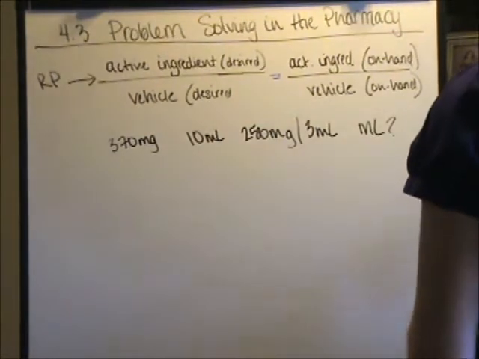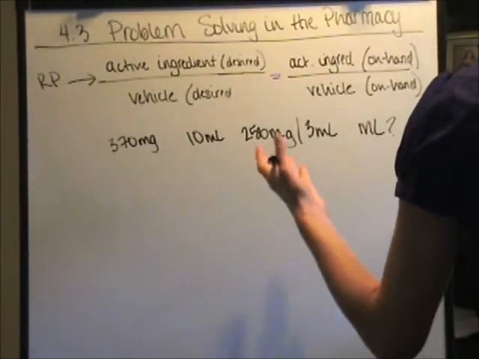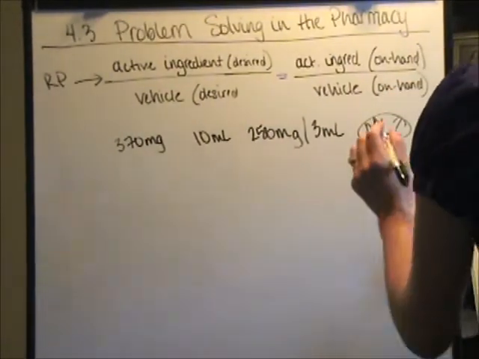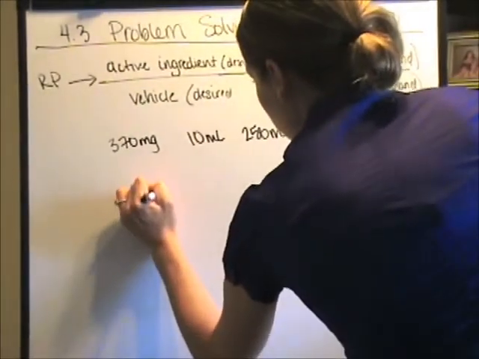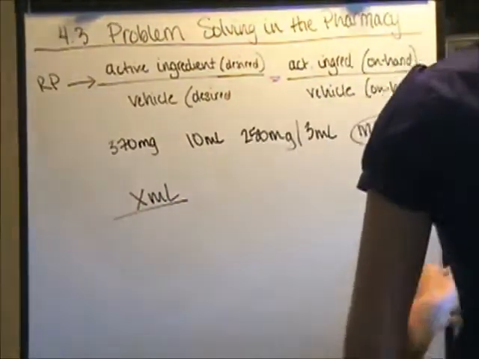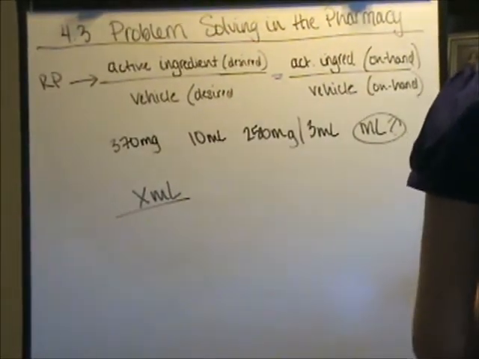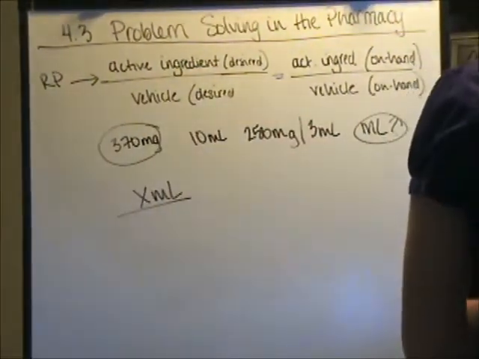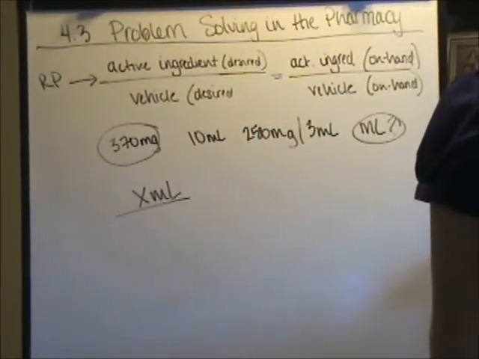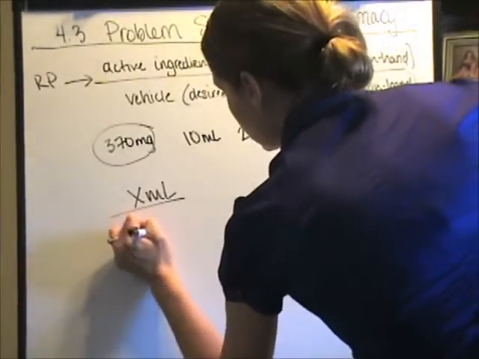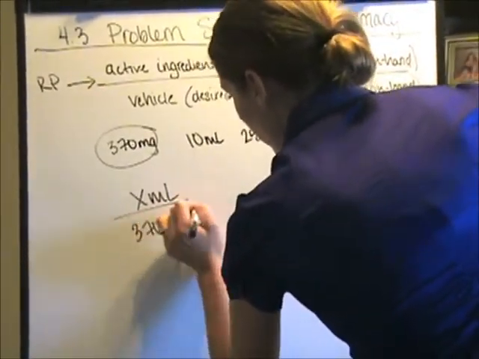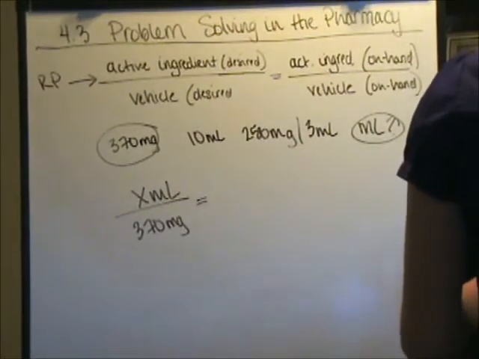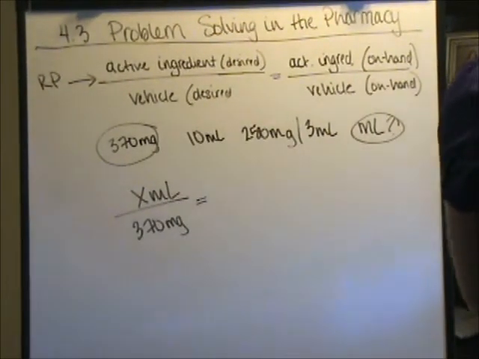So the first step is to identify the question being asked. What we need to find is how many milliliters. So X is going to be our unknown, and that is going to be in milliliters. The second thing we're going to look at is the prescribed amount, and we're going to circle that. That's 370. So we know that the prescribed amount is going to go on the bottom of the first side of our proportion.